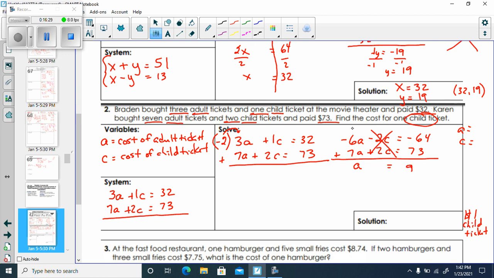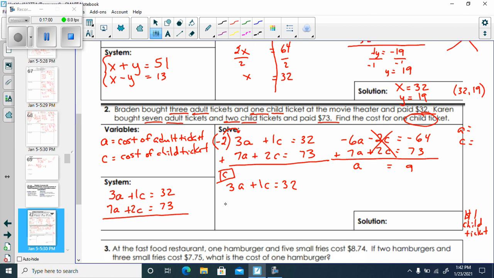Is that what they asked me for? See, what's our solution? Find the cost for one child ticket. No, we want the child ticket. I've got the adult ticket. How do I find the cost of the child ticket? Well, wouldn't we plug it into one of our equations? Either one, it doesn't matter which one, right? 3A plus 1C equals 32. So we've got the adult, now we're looking for the child.